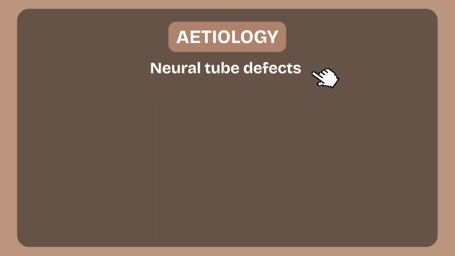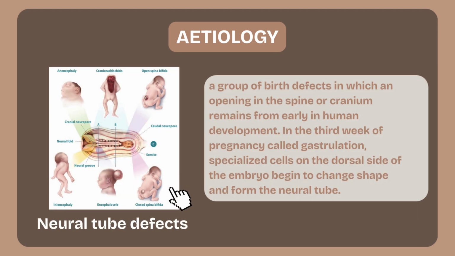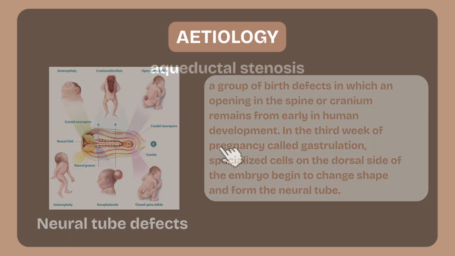First, the neural tube defects, which are a group of birth defects in which an opening in the spine or cranium remains from early in human development. In the third week of pregnancy, called gastrulation, specialized cells on the dorsal side of the embryo begin to change shape and form. The spina bifida, anencephaly and craniorachischisis are examples of neural tube defects.